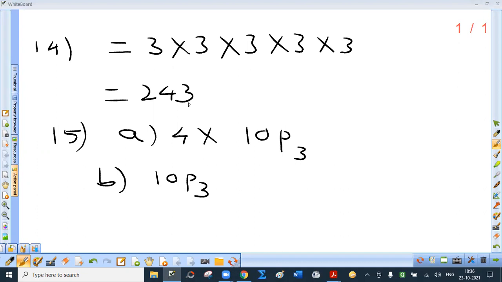A, specified object always occurs. In that item, the remaining 3 out of 10 can be arranged in 10p3 ways.